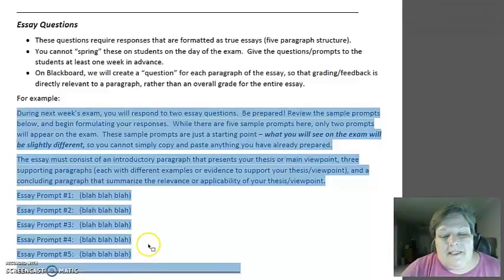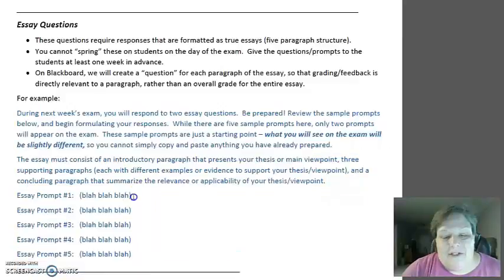So we need to give them explicit instructions of what the 5 paragraphs should consist of. And then, of course, you're going to need to write the 5 essay prompts, which when you write your exam, you will simply change a little bit so that students can't just copy and paste what they've already prepared. Okay, so that's a little bit about selecting or writing exam questions. Next, we're going to look at how we complete the deliverable for summative assessments.